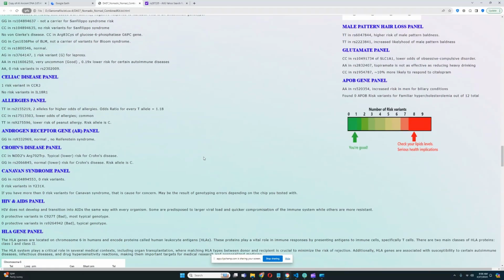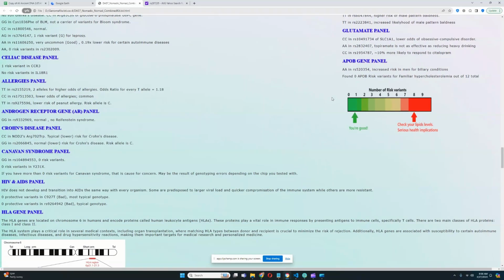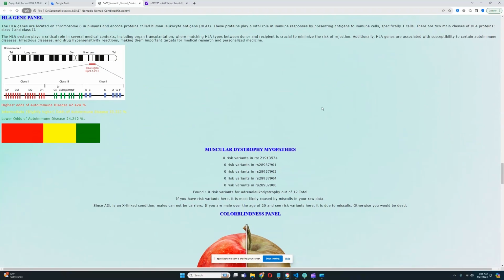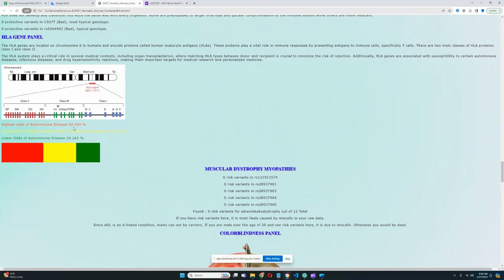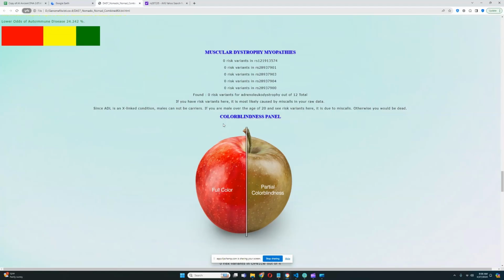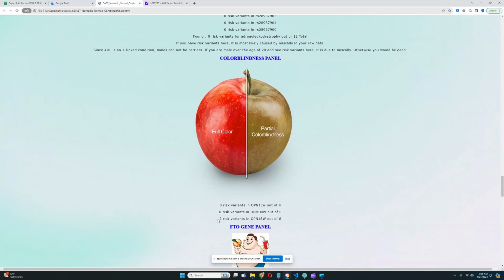Yeah, well, that's pretty much all there is. I don't really want to talk about much of the other stuff. But it's really sad that this individual has such a high predisposition to autoimmune disease based on his genotype in the HLA gene. Really unfortunate. For the colorblindness panel, looks like he's got two risk variants in OPN1 MW for colorblindness. But then again, these are fairly common risk variants. I've seen them quite frequently here. So I wouldn't say it's very probable that he actually is colorblind.